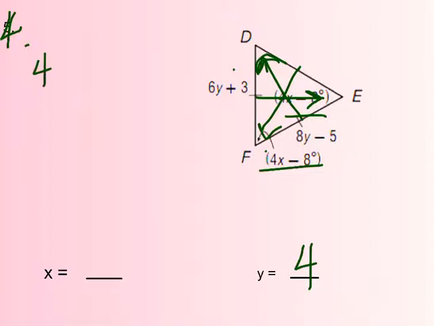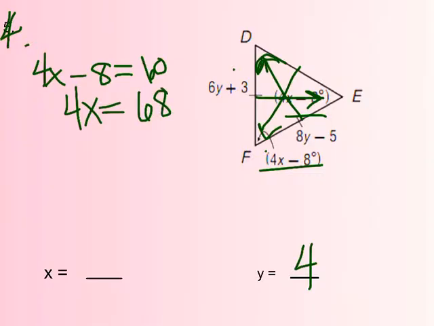So that means that 4x minus 8 has to be equal to 60. So then I'm going to add 8 to both sides, and I get 4x is equal to 68. Divide both sides by 4, and I get that x is equal to 17. x is equal to 17 for number 4. So let's take a look at number 5.